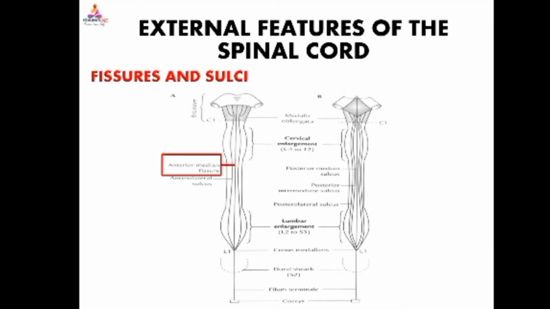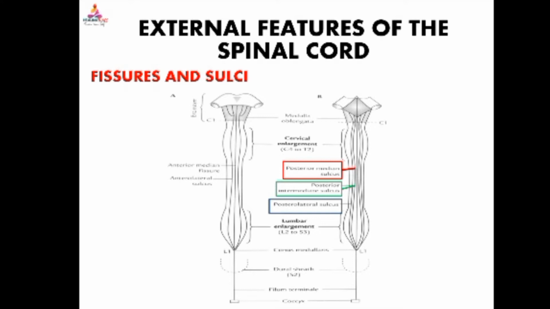The anterior aspect of the spinal cord presents anterior median fissure and two anterolateral sulci, whereas the posterior aspect presents posteromedian sulcus, two posterolateral and two postero-intermediate sulci.